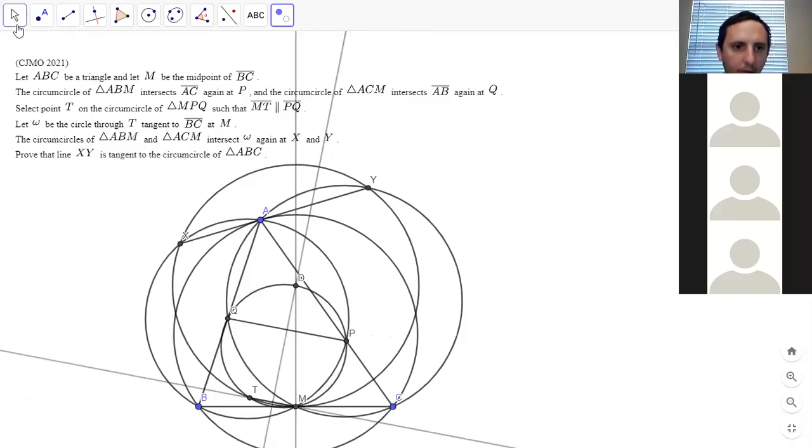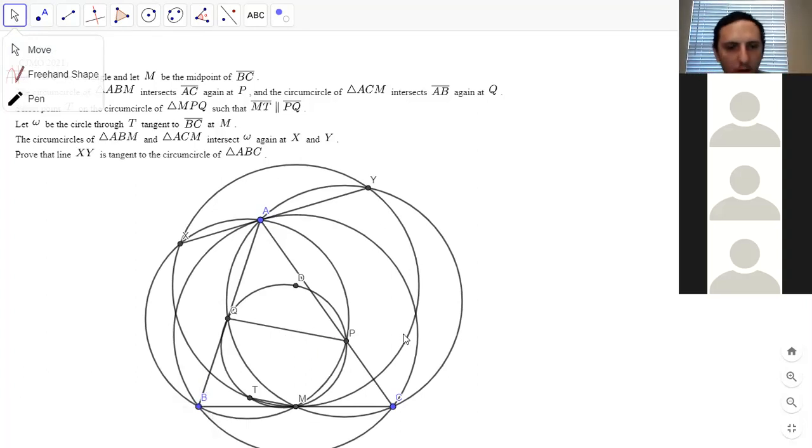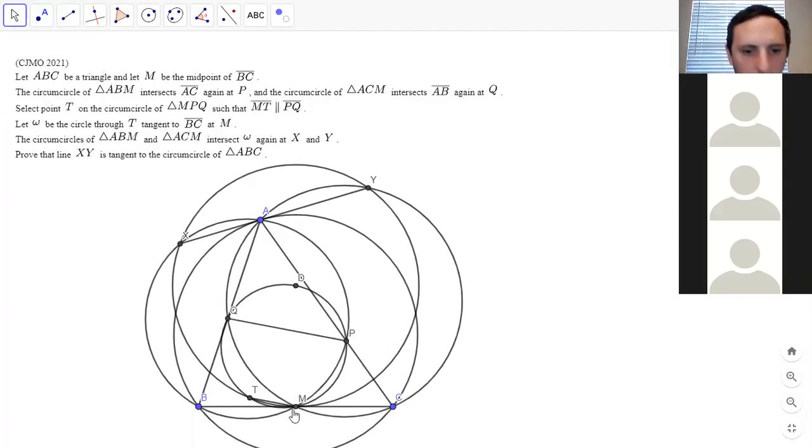So first, can we show that D lies on this circle? So how do we want to define this point D? Do we want to take the perpendicular at M and let it intersect this circle at D? I think that would make the most sense, right? And then we would try to show that DT is equal to DM.